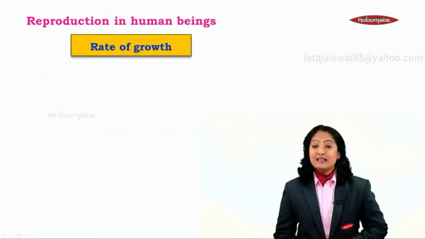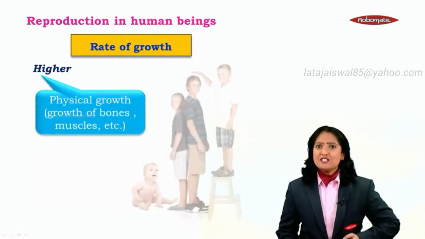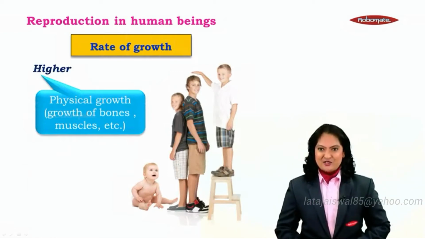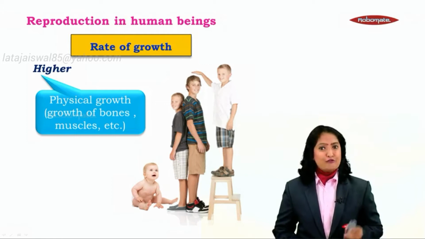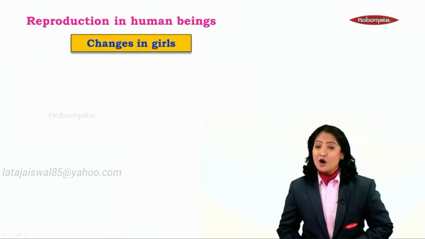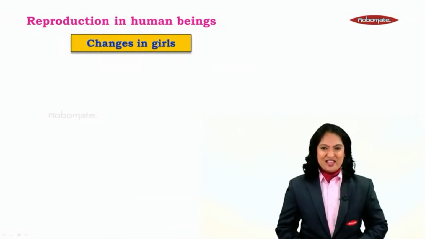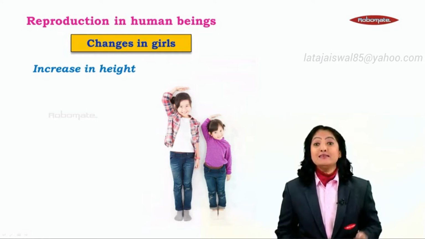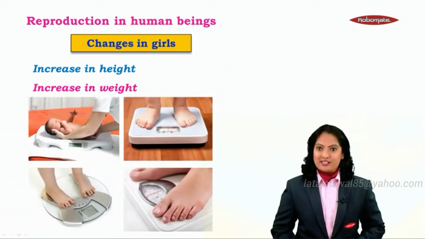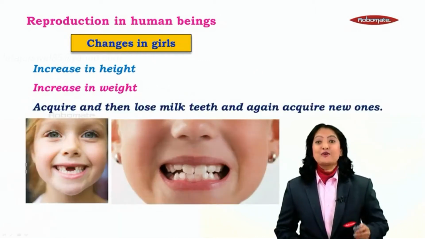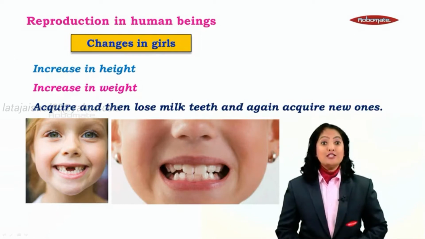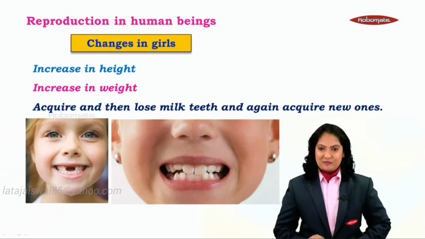Now what happens? The rate of growth, especially the rate of physical growth, is higher in this stage. Physical growth pertaining to the growth of our bones, muscles, etc. Now what happens in girls? What are the changes we see in girls in this phase? There is an increase in the height of girls. Along with height, there is also an increase in their weight. Also, they acquire milk teeth, then they lose the milk teeth and again acquire new or permanent ones.